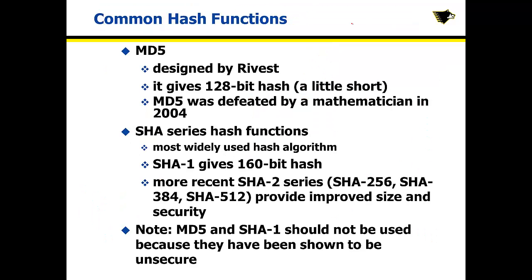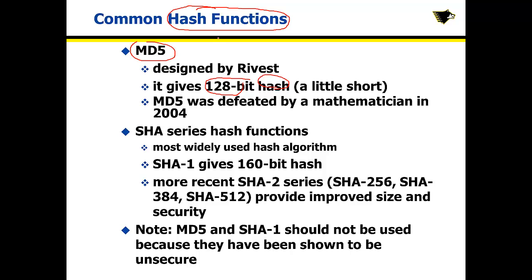One important thing is the definition of the hash function, because there are many hash functions. The first one is called the MD5 hash function. It was designed by Rivest. It creates a 128-bit hash. But MD5 was defeated by mathematicians in 2004.